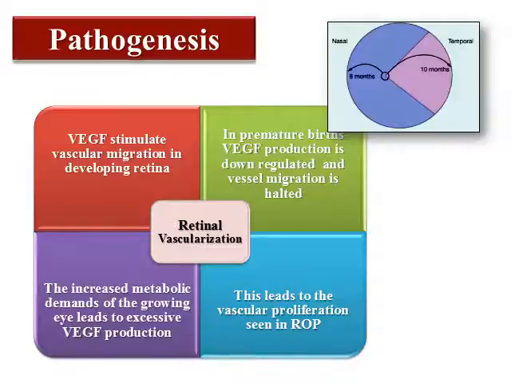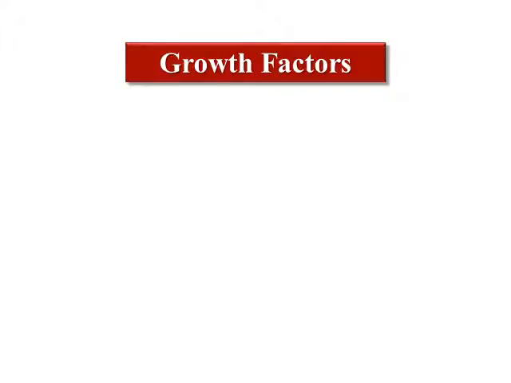The increased metabolic demand of the growing eye leads to excessive VEGF production. In premature birth, VEGF production is downregulated and vessel migration is halted. This leads to the vascular proliferation seen in retinopathy of prematurity.